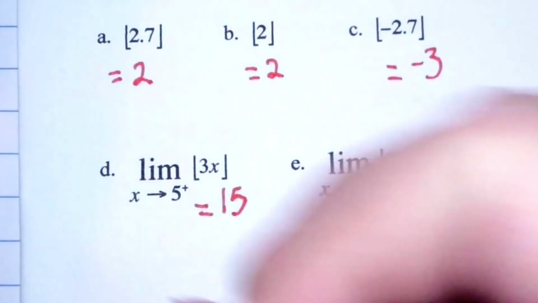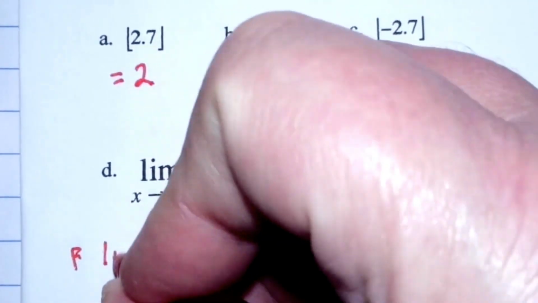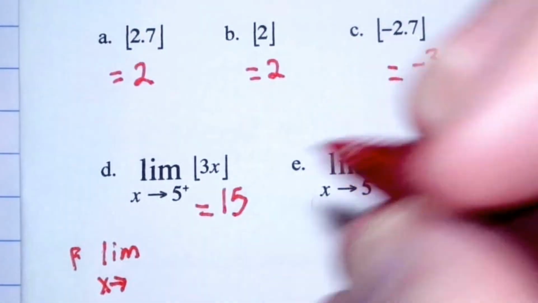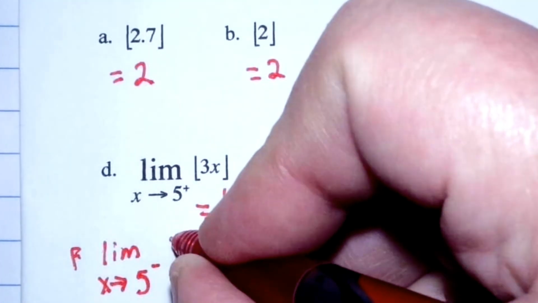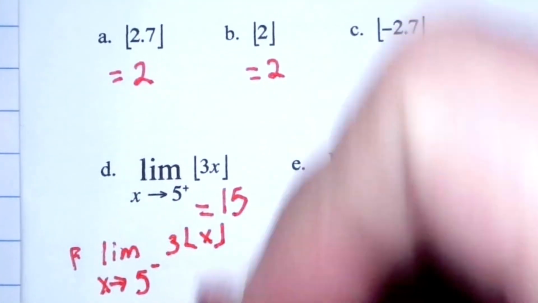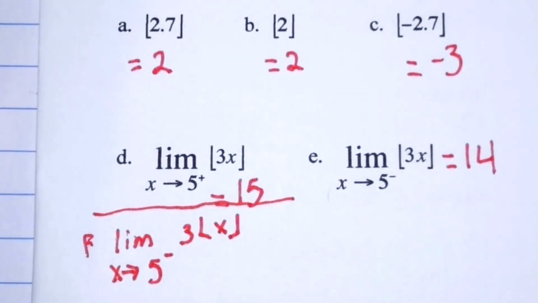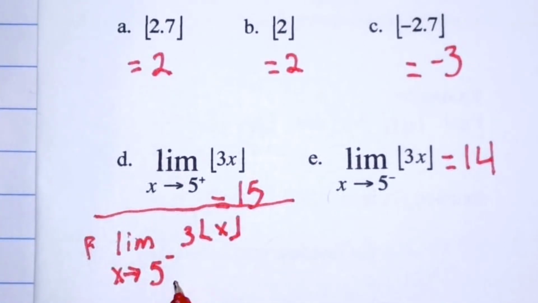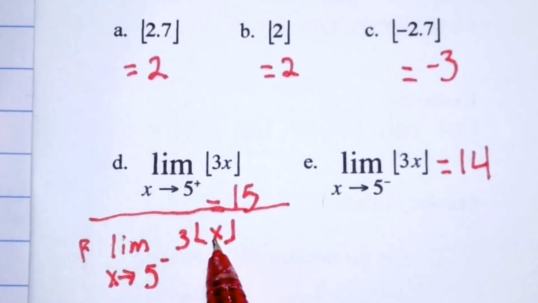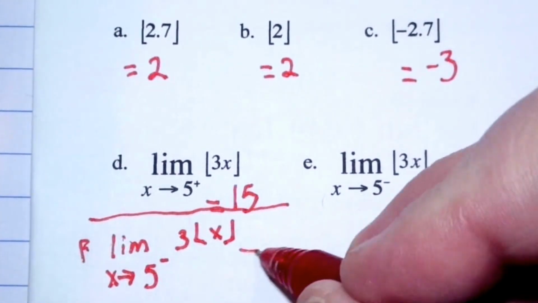Let's do one more example like this. We'll call this example F. The limit as x approaches 5 from the left of 3 times the floor of x. I'll separate that like this. So the notation here is a little bit different. The order of operations that you're going to perform is a little bit different. You're going to take the floor before you multiply by 3 in this case. Did you get 12? x is going to be slightly less than 5, so when you take the floor, you're going to get 4. And then you multiply by 3, and you get 12.